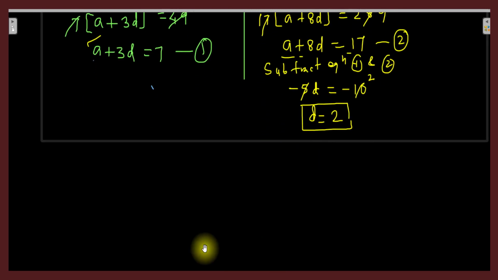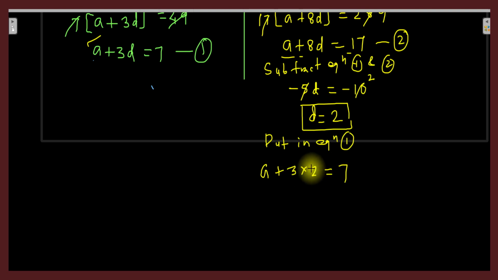Now put this value of D in equation number 1. So put in equation 1, we get A plus 3D, that is 3 into 2, which is equal to 7, and 3 twos are 6, take 6 to the other side, so it will be 7 minus 6 and that will be 1. So A is equal to 1, so highlight this also.